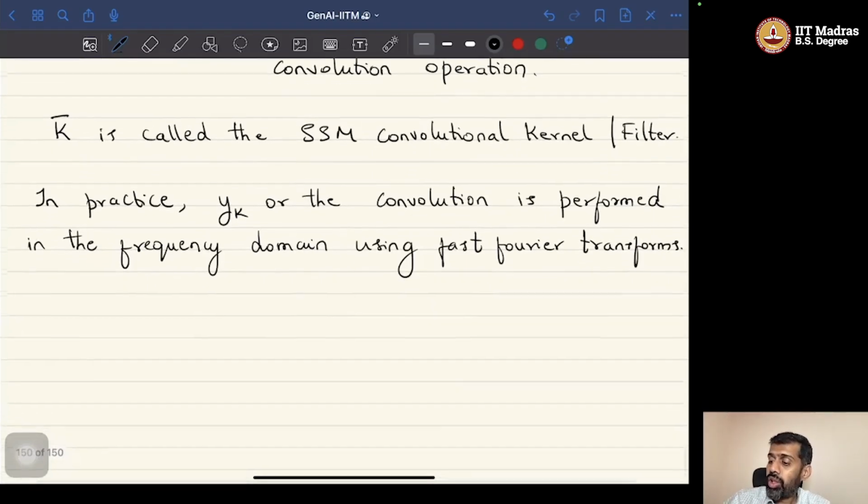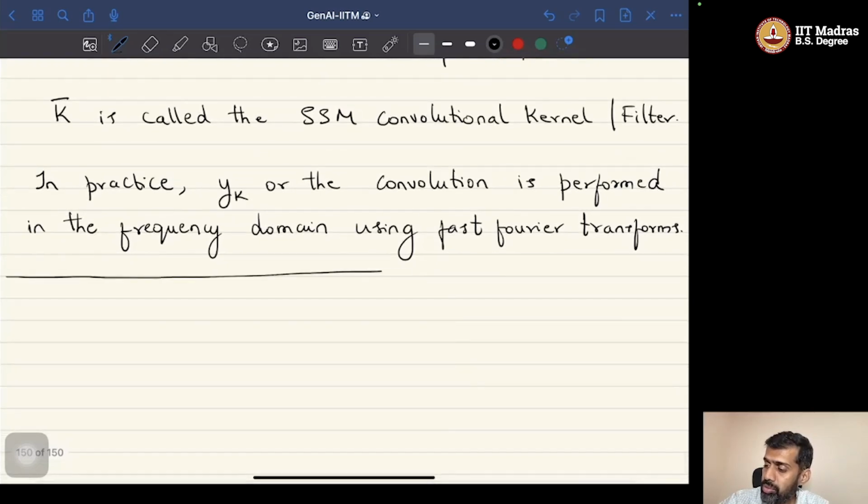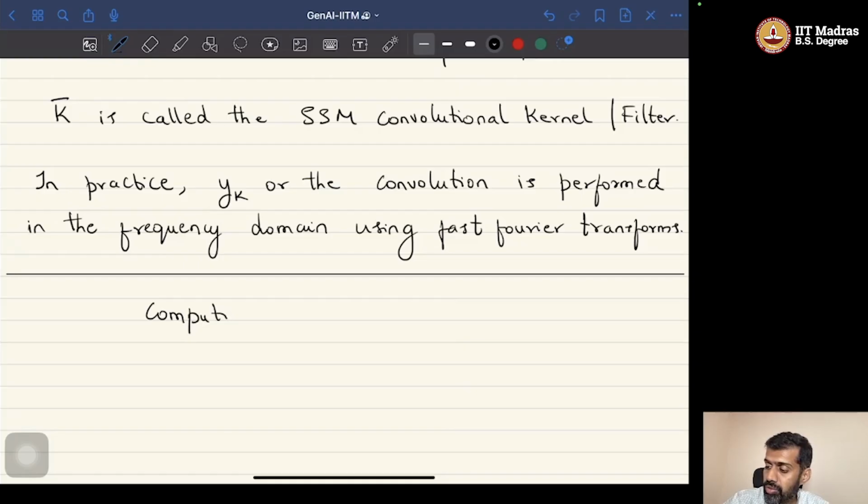Okay. Now, the next step is to come up with methods to compute the kernel k. So, computing the kernel k bar.